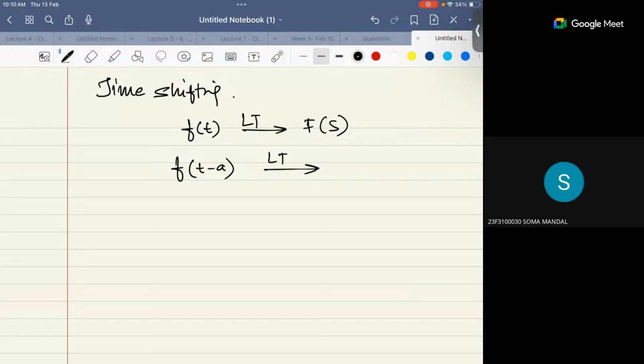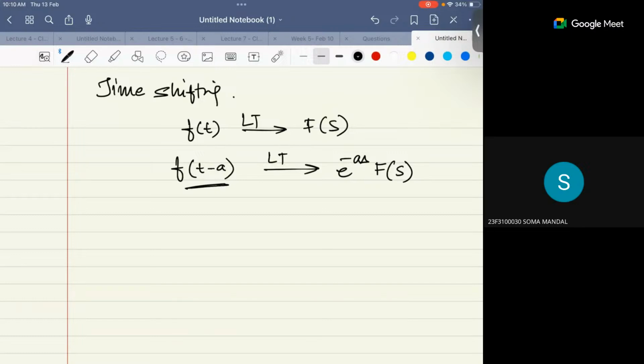Okay. So what will be the Laplace transform for f of t minus a? Sir, e to the power minus as times F(s). Correct. Yeah, this will be the transform for that.